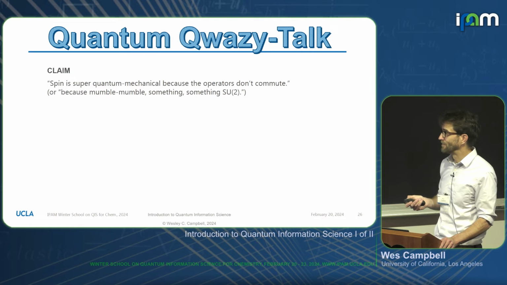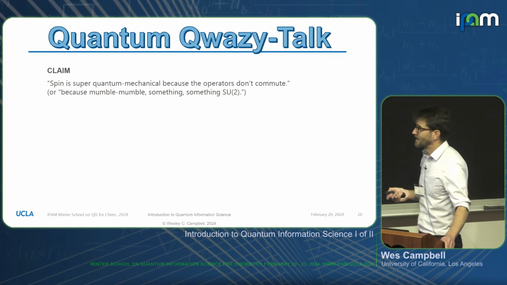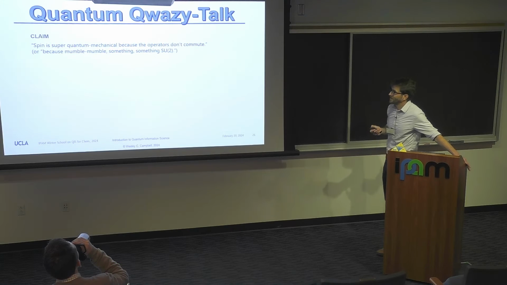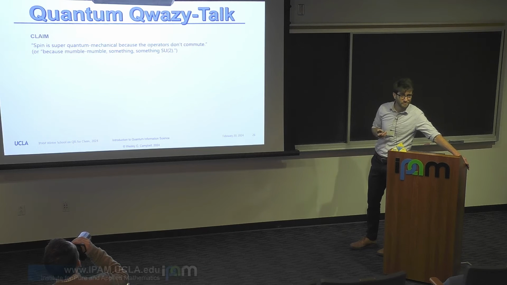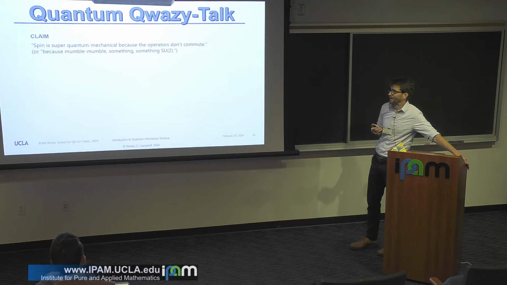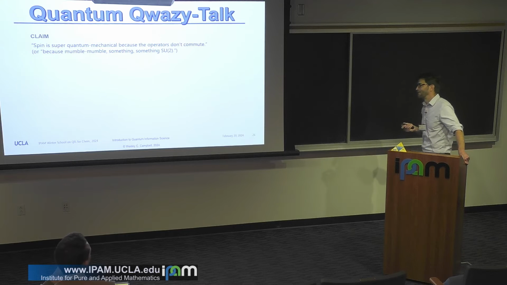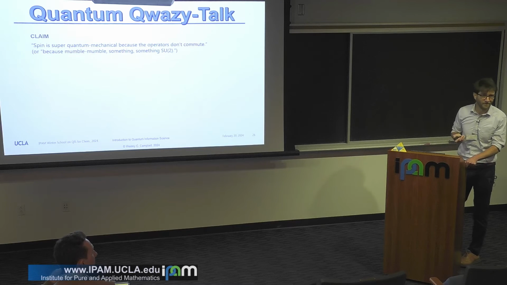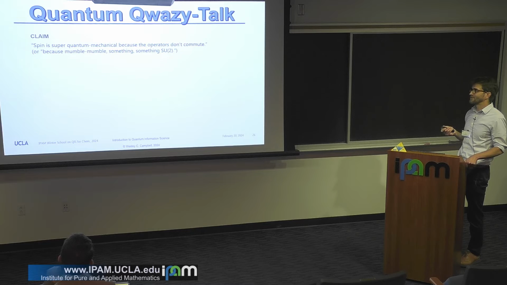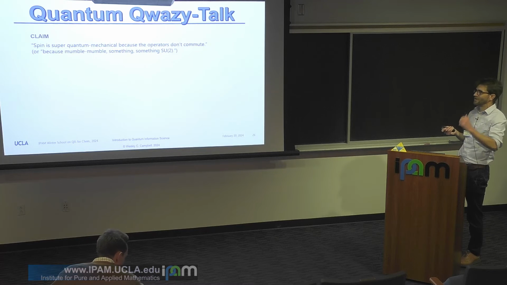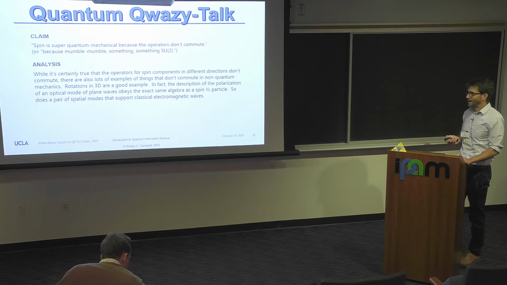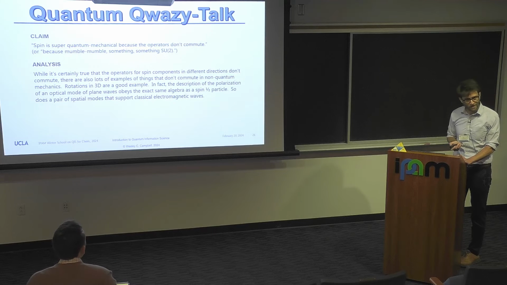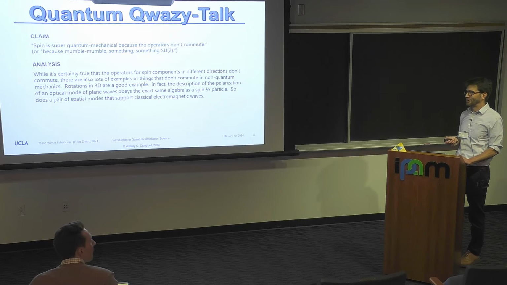All right. Here's a crazy talk claim. Spin is super quantum mechanical because the operators don't commute. Okay, that's another one I've heard before, right? And people will even talk fancier about it a little bit. They say, oh, that's quantum mechanical. You have these non-commuting operators. Well, I mean, there are other things that don't commute, okay? People knew about things that don't commute well before quantum mechanics was invented.